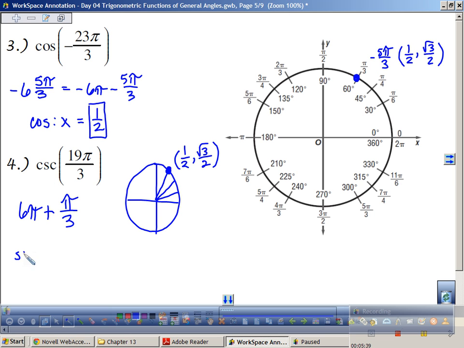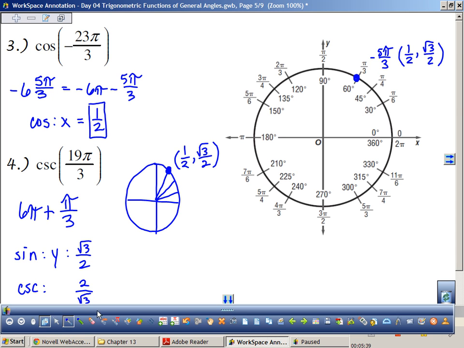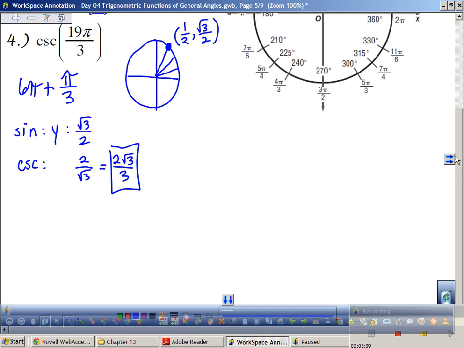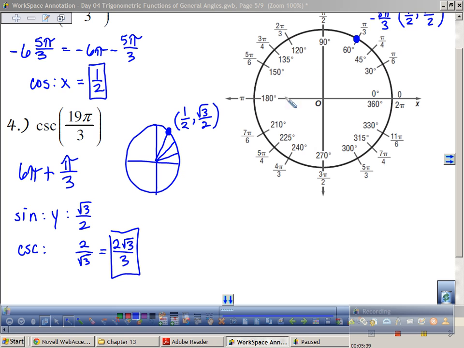Cosecant goes with sine. Sine is y. That would be root 3 over 2. But I need cosecant, so I'm just going to flip it over. That's 2 over root 3. But I know that I have to change that to 2 root 3 over 3. And there's my answer. Pretty easy, right? Okay, copy that down.